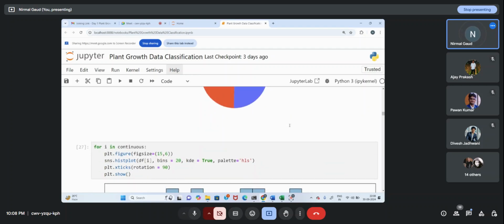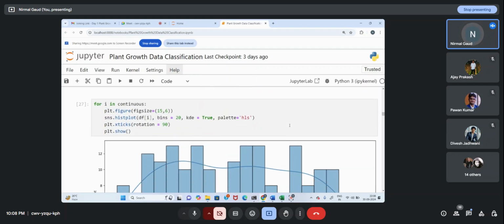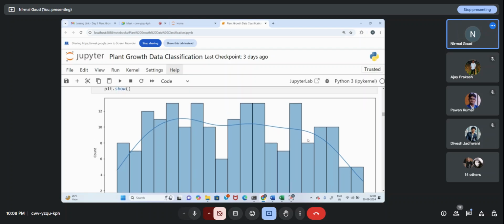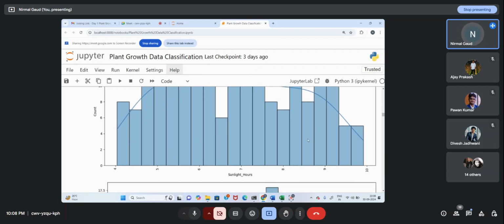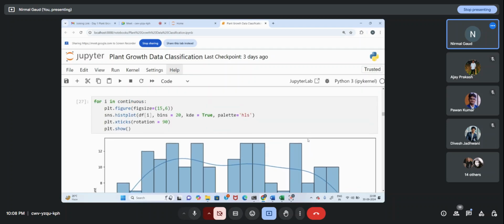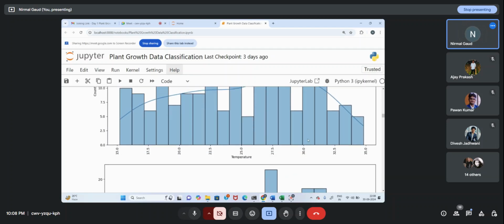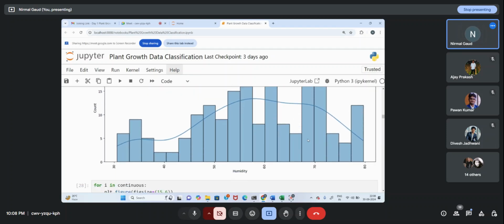Okay, fine. And then I proceeded ahead to make the plot for continuous. So I made a histogram. You can see the distribution now. This is the plot for the histogram: sunlight hours, temperature, and then humidity. None of them are normal.